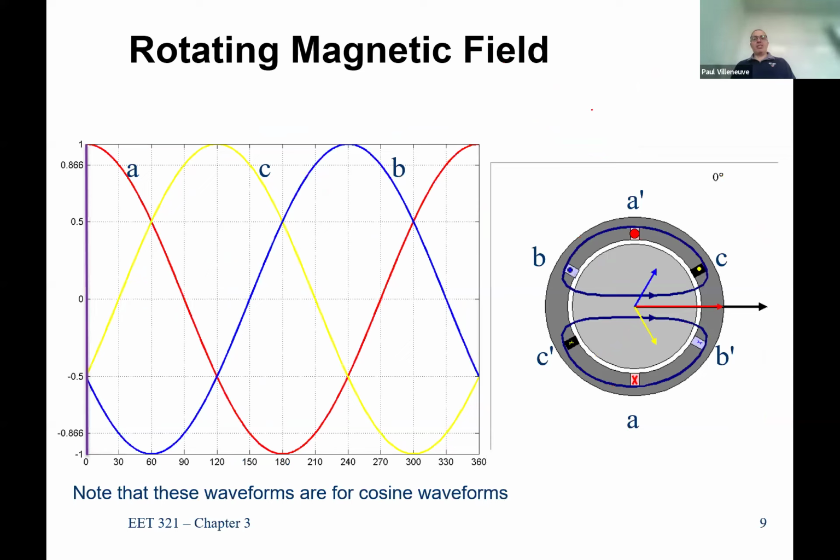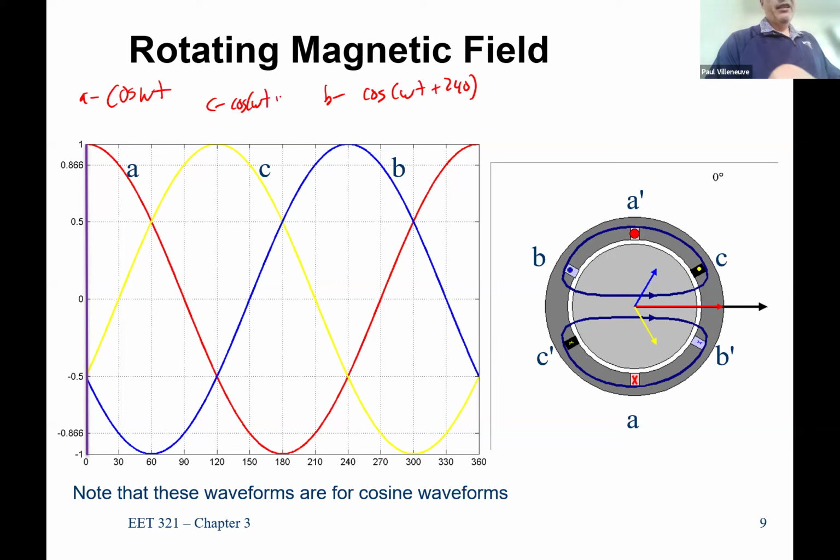All right, let's see this in motion. So we have a machine here on the right, and you can see I have my three currents going in here, A, B, and C. A is going to be some cosine of omega t. B is going to be cosine of omega t plus 240. And C is going to be cosine of omega t plus 120 degrees, right? You can see how they're all phase shifted by 120 degrees.